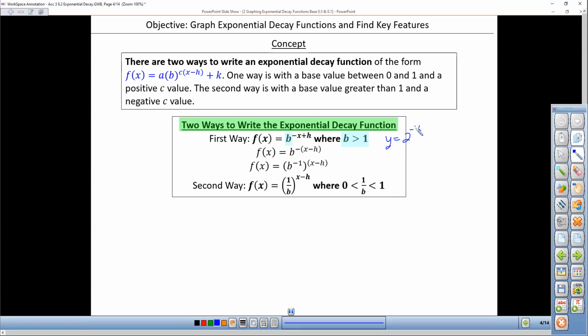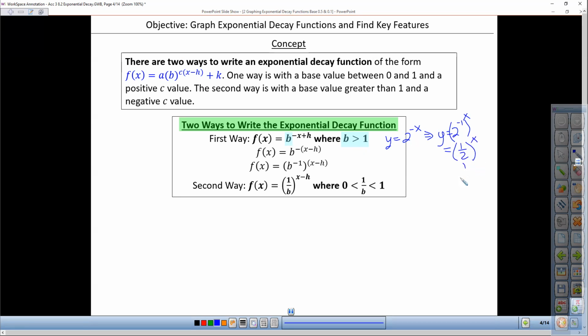The base here, if we change x to a positive x, this would correspond to y equals 2 to the negative first to the x, and 2 to the negative first is our base of 1/2, which is the actual base value of a decay being between 0 and 1.